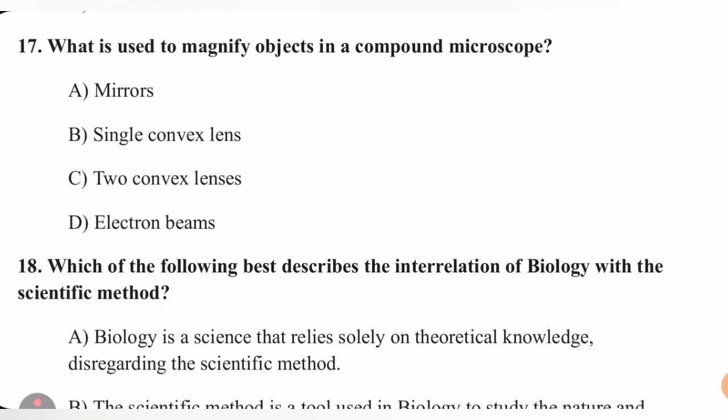Used to magnify objects in a compound microscope: C. Two convex lenses.